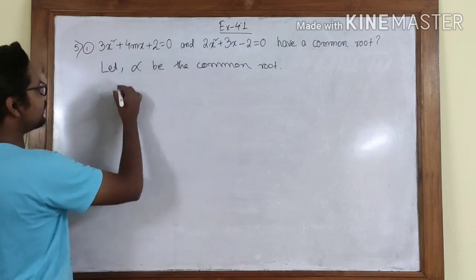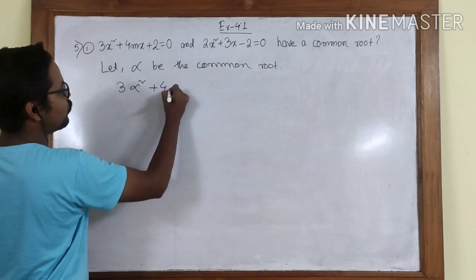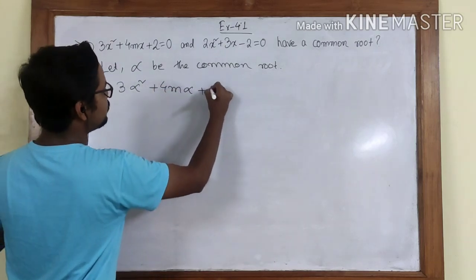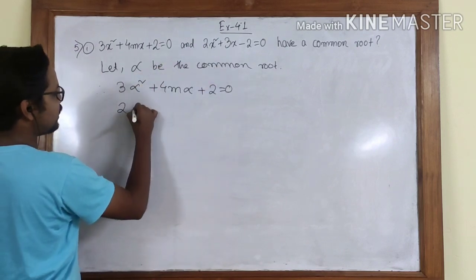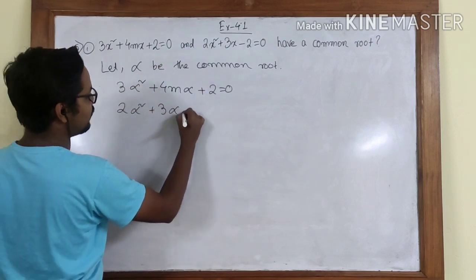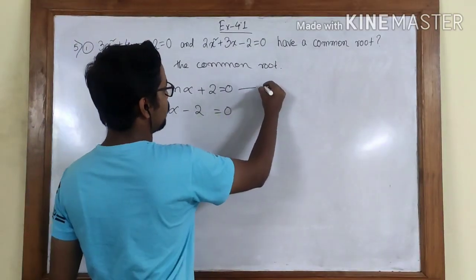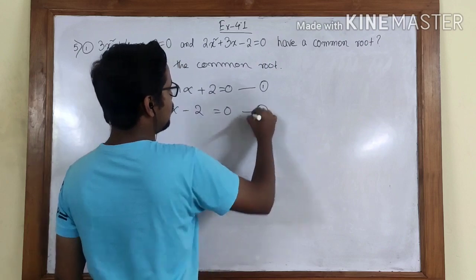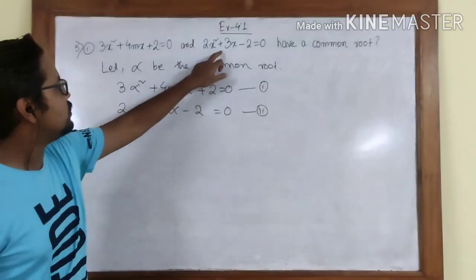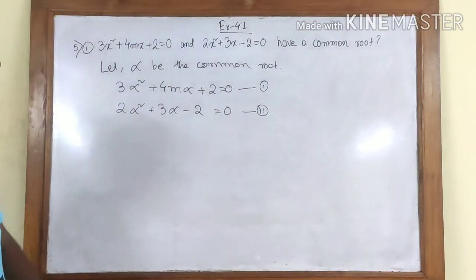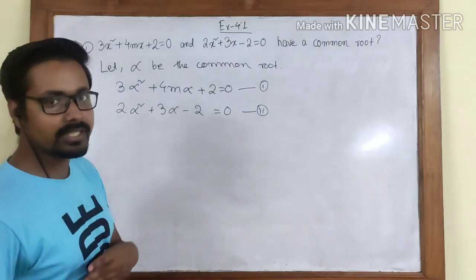Therefore, the equations that I will get are 3 alpha squared plus 4m into alpha plus 2 equal to 0, and the second equation will be twice alpha squared plus thrice alpha minus 2 equal to 0. So I have two equations, number 1 and 2. I need to find the condition at which these two equations will have a common root, which I have taken as alpha.